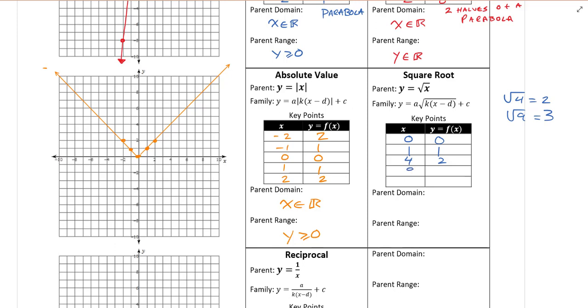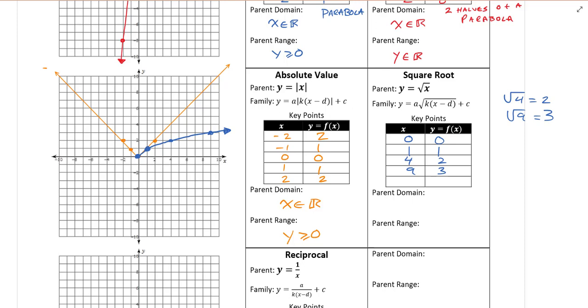9, 3. We could go further, but the next perfect square would be 16, and that's not going to fit well on our graph, right? So you could include it, but we'll just go with these 4 points here. So 0, 0, 1, 1, 4, 2, and 9, 3. All right, it curves like this.